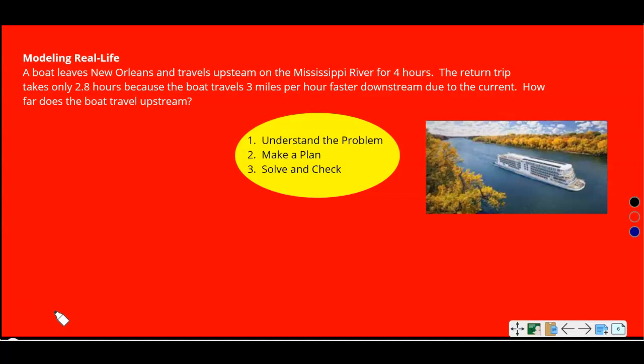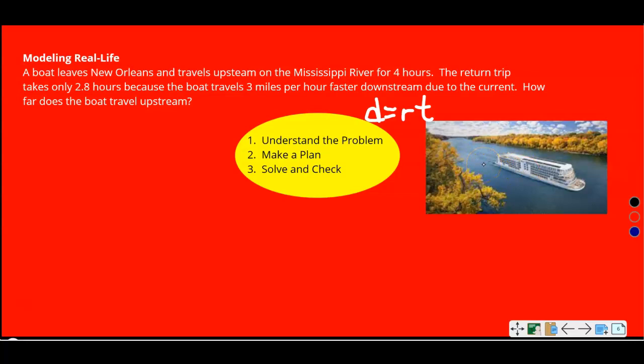Okay, so the first thing we have to do is understand the problem. We have to realize that we're looking for how far the boat travels. So that's a distance. So your distance formula, distance equals rate times time. That's something we can remember. We also know that the boat goes upstream for 4 hours, and the return trip takes 2.8, but the boat travels 3 miles per hour faster downstream. But we know that they're going to travel the same distance. So the boat's going to go so far upstream and so far downstream.